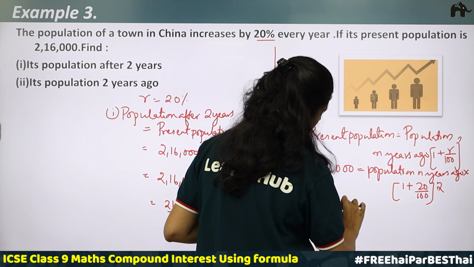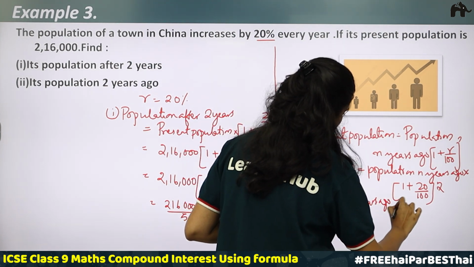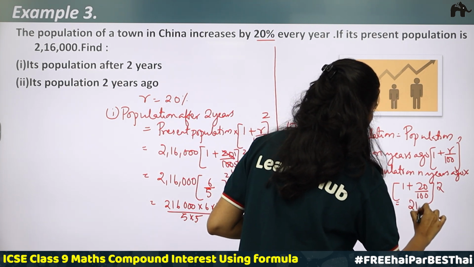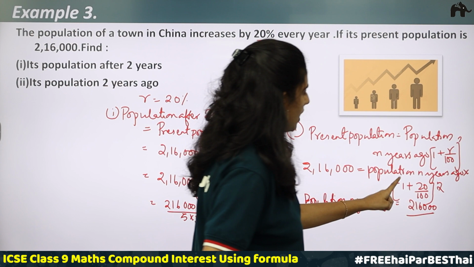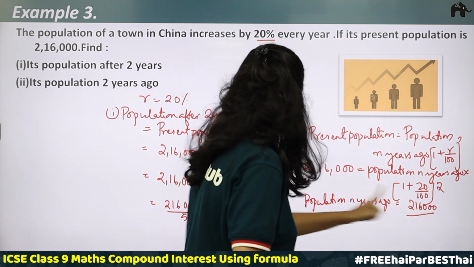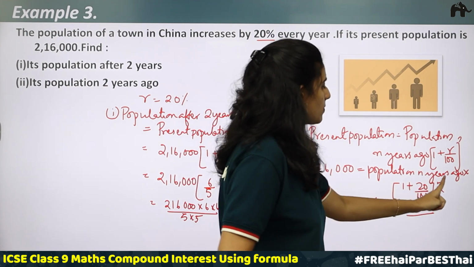Population n years ago is equal to 2,16,000 divided by 1 plus 20 by 100, whole square. This 1 plus 20 by 100 is equal to 6 by 5, so 6 by 5 whole square.